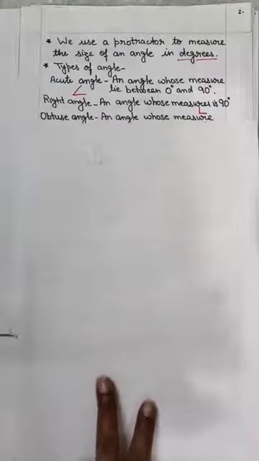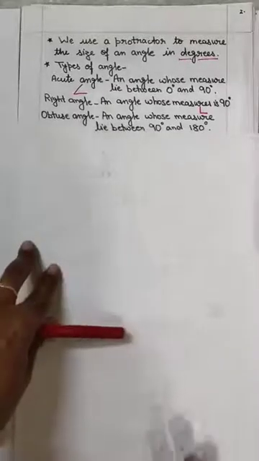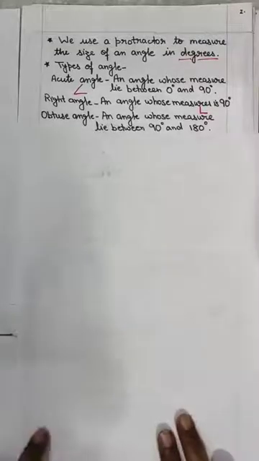Next is obtuse angle. An angle whose measure lies between 90 and 180 degrees. That means more than a right angle but less than a straight angle. Then it is an obtuse angle.